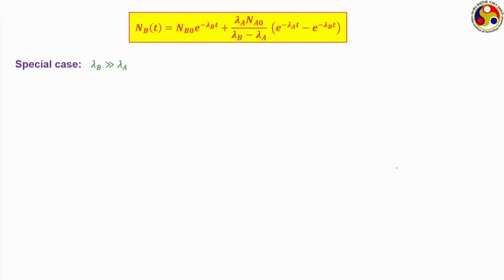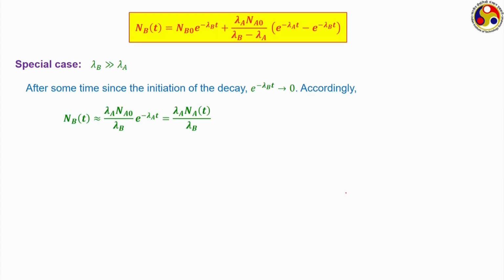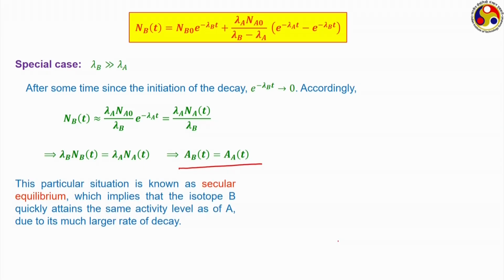Now, we have a special case when lambda B is much greater than lambda A. If we put these numbers through the original expression for N B, after some period of initial growth, e to the power minus lambda B t tends to 0, and accordingly we have this mathematical development: lambda B N B is equal to lambda A N A, or activity of B is equal to activity of A. This is a very important relation. This is what we call the secular equilibrium, which I mentioned a couple of slides back. The isotope B quickly attains the same activity level as A due to its much larger rate of decay.